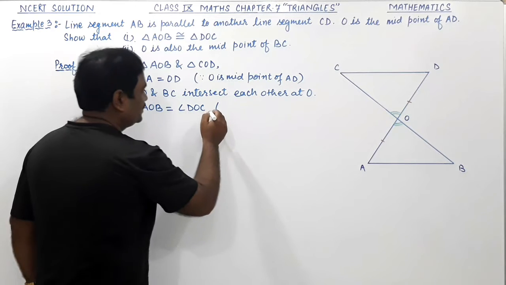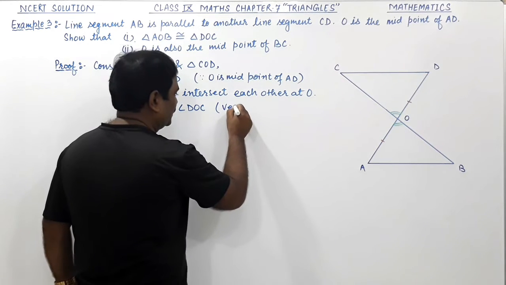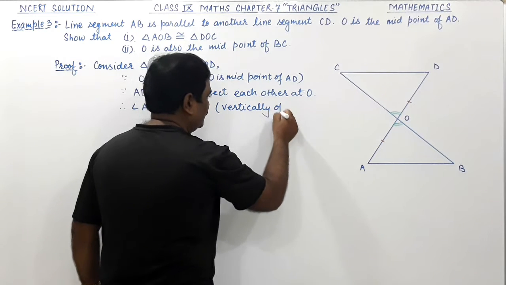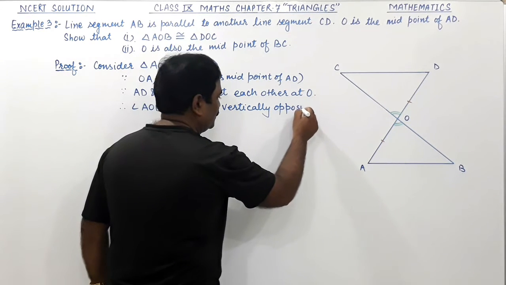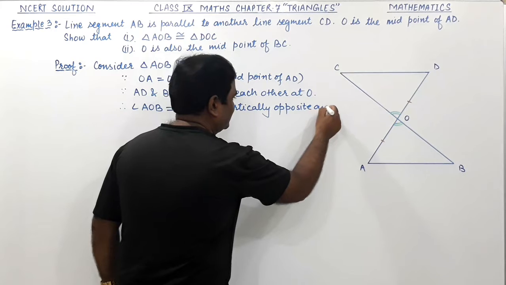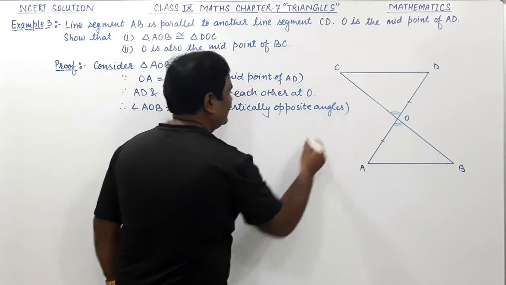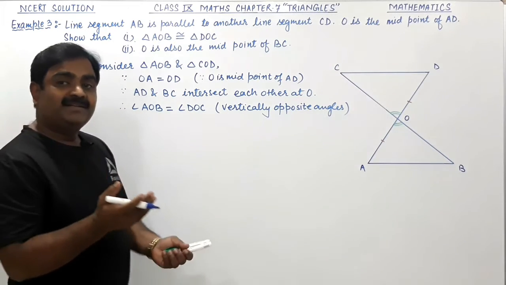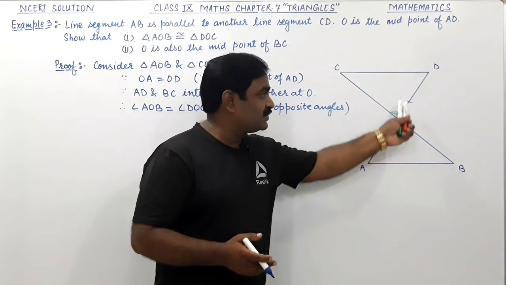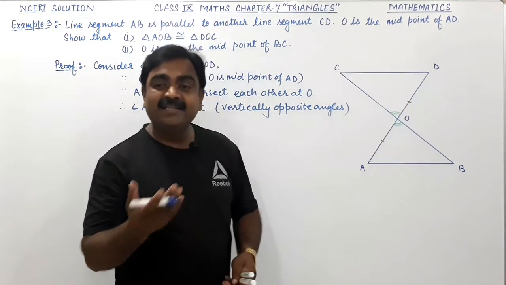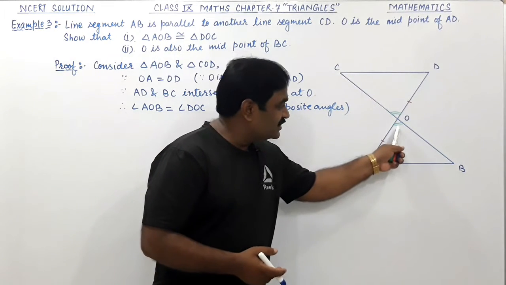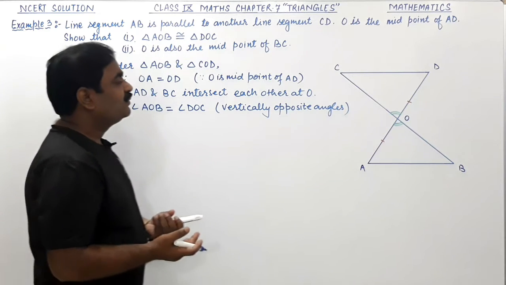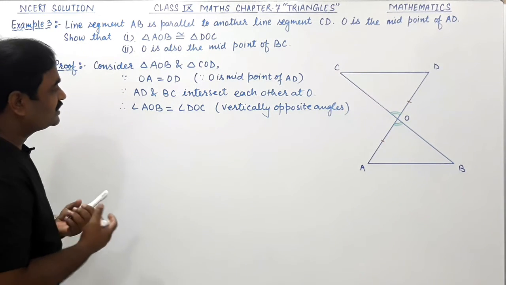DOC, reason: vertically opposite angles. Right, friends? Okay. Now, one side of this triangle is equal to one side of this triangle. Second thing we get, one angle of this triangle is equal to one angle of this second triangle. Now, let's see what is the other thing which is equal.